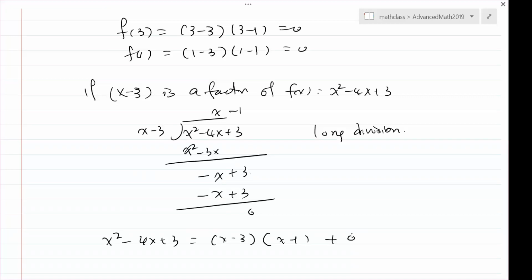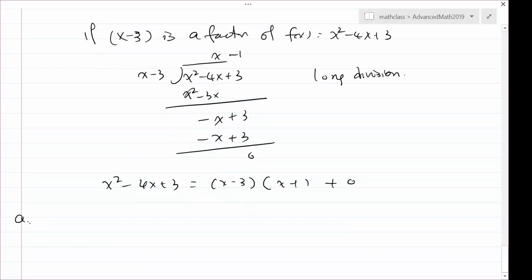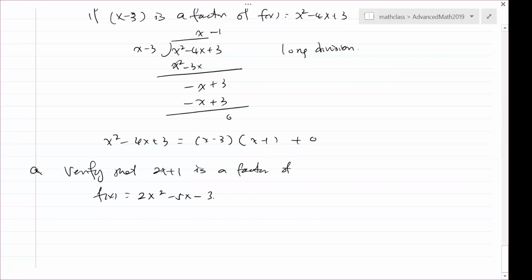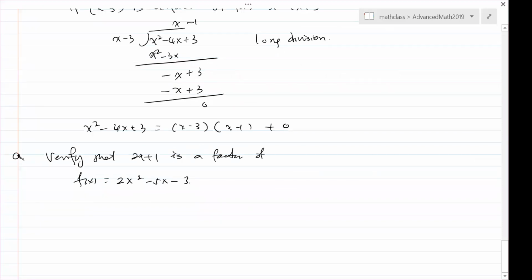All right. So this is about polynomials. All right, so let's see. The first problem is to verify that 2x plus 1 is a factor of f of x. The leading coefficient is 2. Okay, how do you verify it? How do you check?